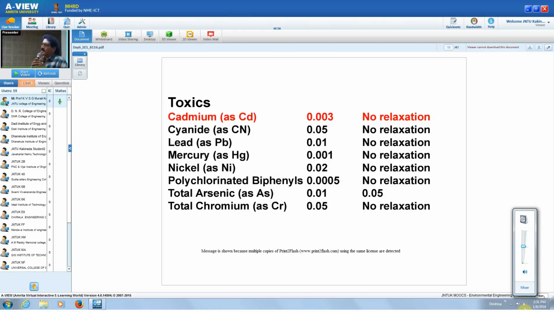Lipstick, for example. Lipstick contains 90% lead only. So it is dangerous both to wife and husband if the quality of lipstick is bad. Not a joke. Nickel, mercury. Mercury, see the concentration, 0.001 mg per liter. Very dangerous.